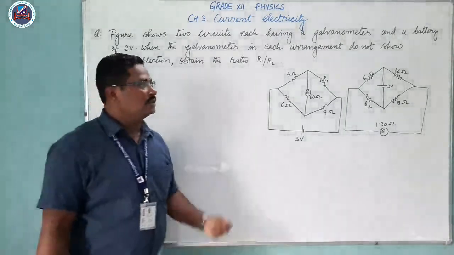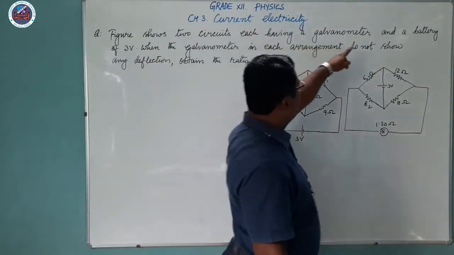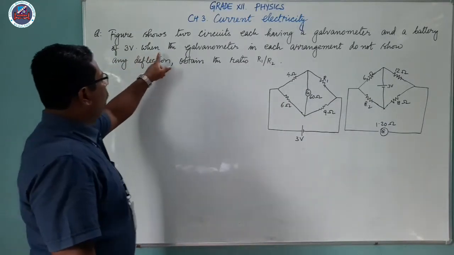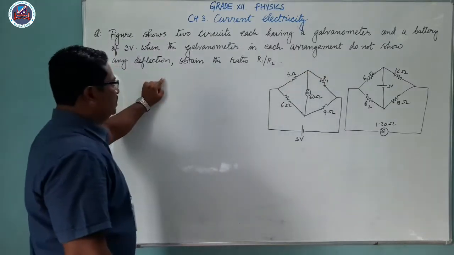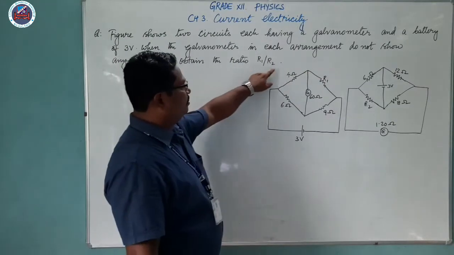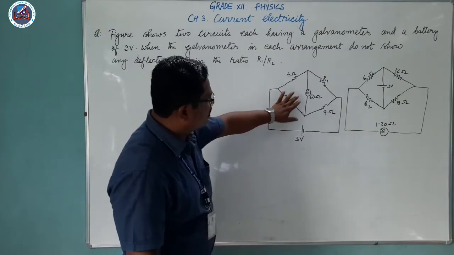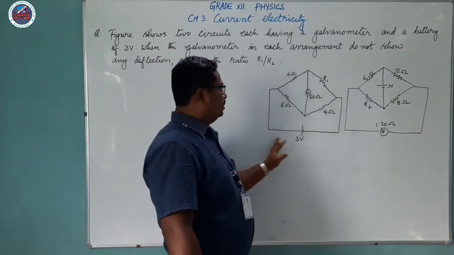So let us solve this question. The figure shows two circuits, each having a galvanometer and a battery of 3 volt. When the galvanometer in each arrangement does not show any deflection, obtain the ratio R1 by R2. Let us take the first case. The galvanometer does not show deflection, so it's an arrangement of Wheatstone bridge.